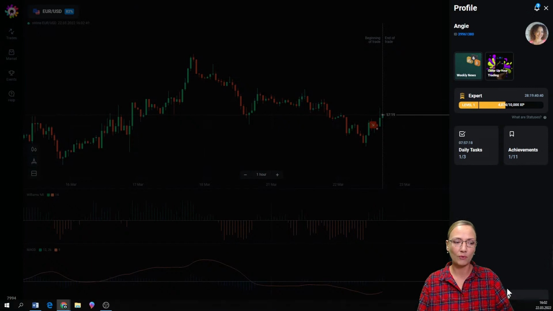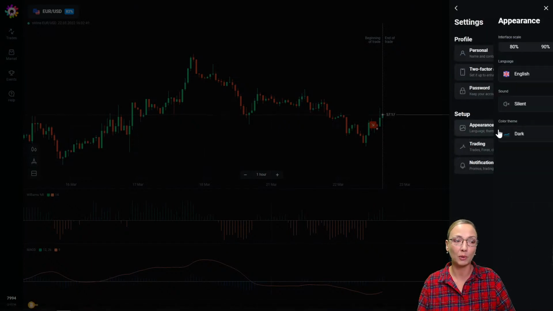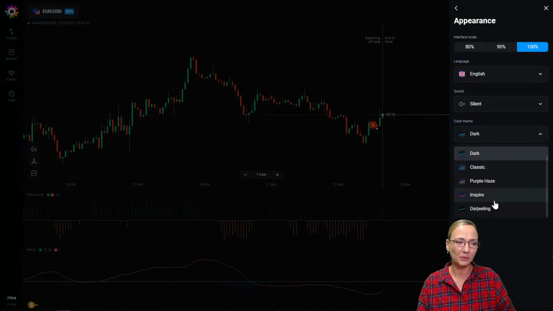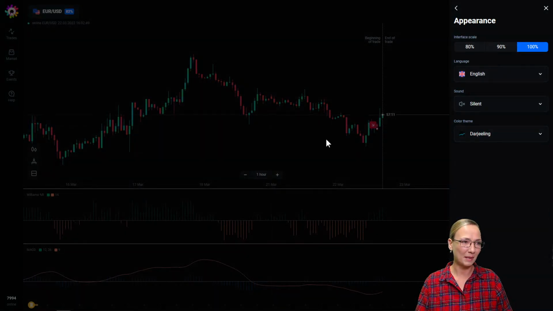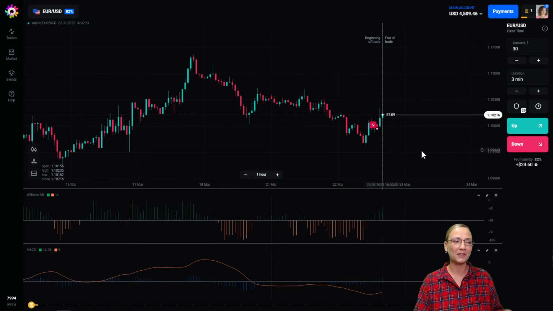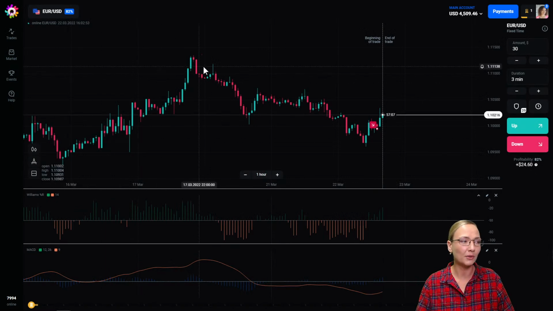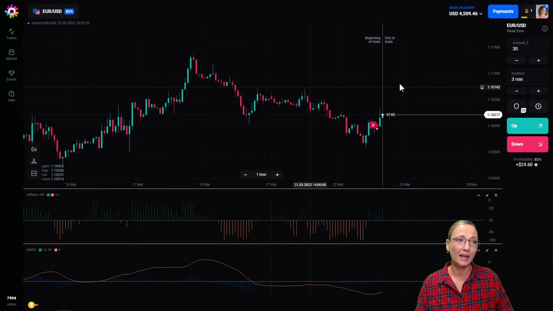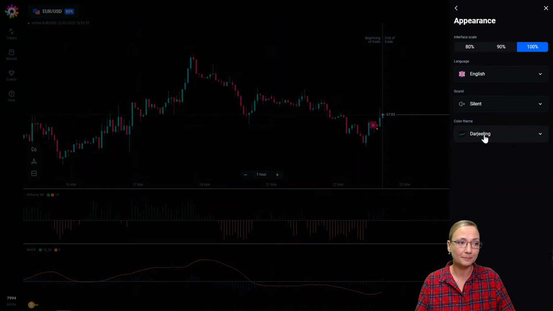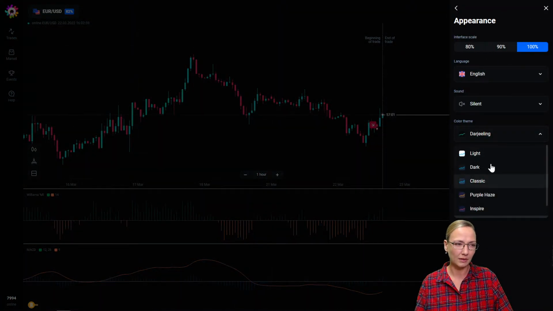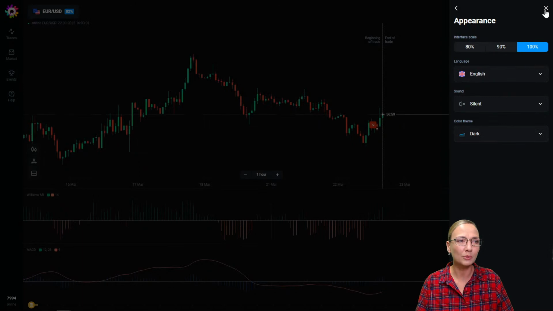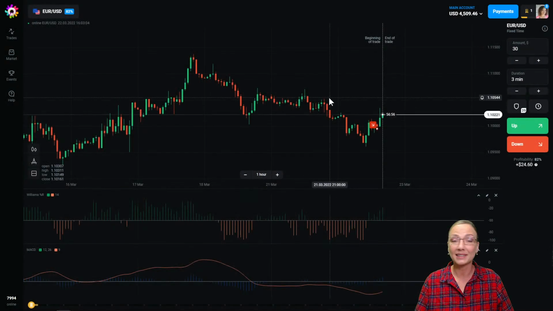All right, let me just show you how this works. You can go to your profile, you go to settings right here, you go to appearances, and so this is my new Darjeeling theme. And as you can see, the buttons change in different colors, and also the candles are really, really pretty as well. So definitely check that out. Like I said, I'm just going to stick to the dark theme for now so that everybody is on the same page.